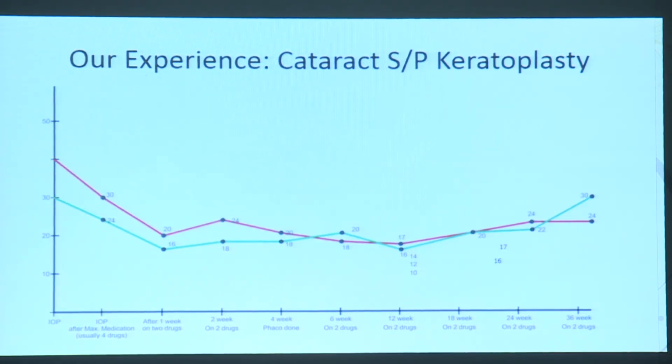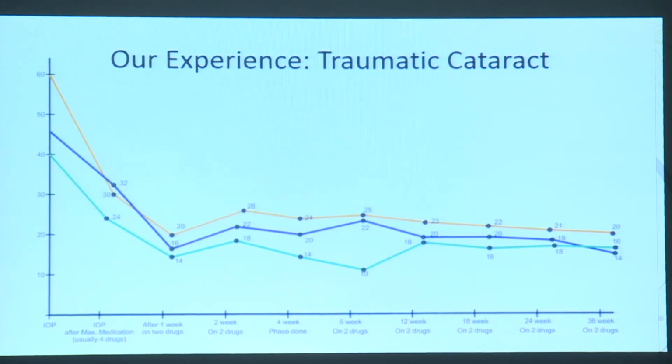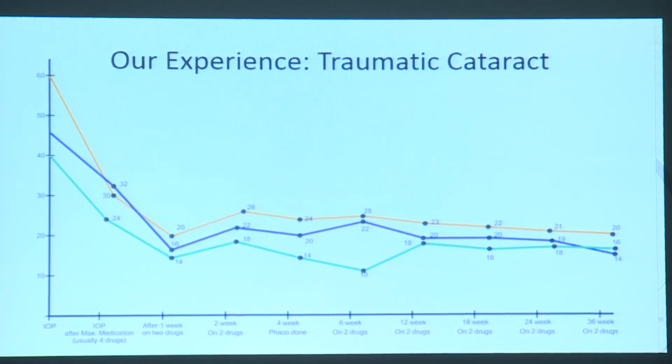After keratoplasty, definitely the results were disappointing, and I found that even after removal of cataract, the pressures again went up, maybe because of developing PSC or something like that. Traumatic cataract patients were happy. We did a toric IOL, we did rings with cataract, and pressure was controlled after micropulse, and patients were therefore happy.